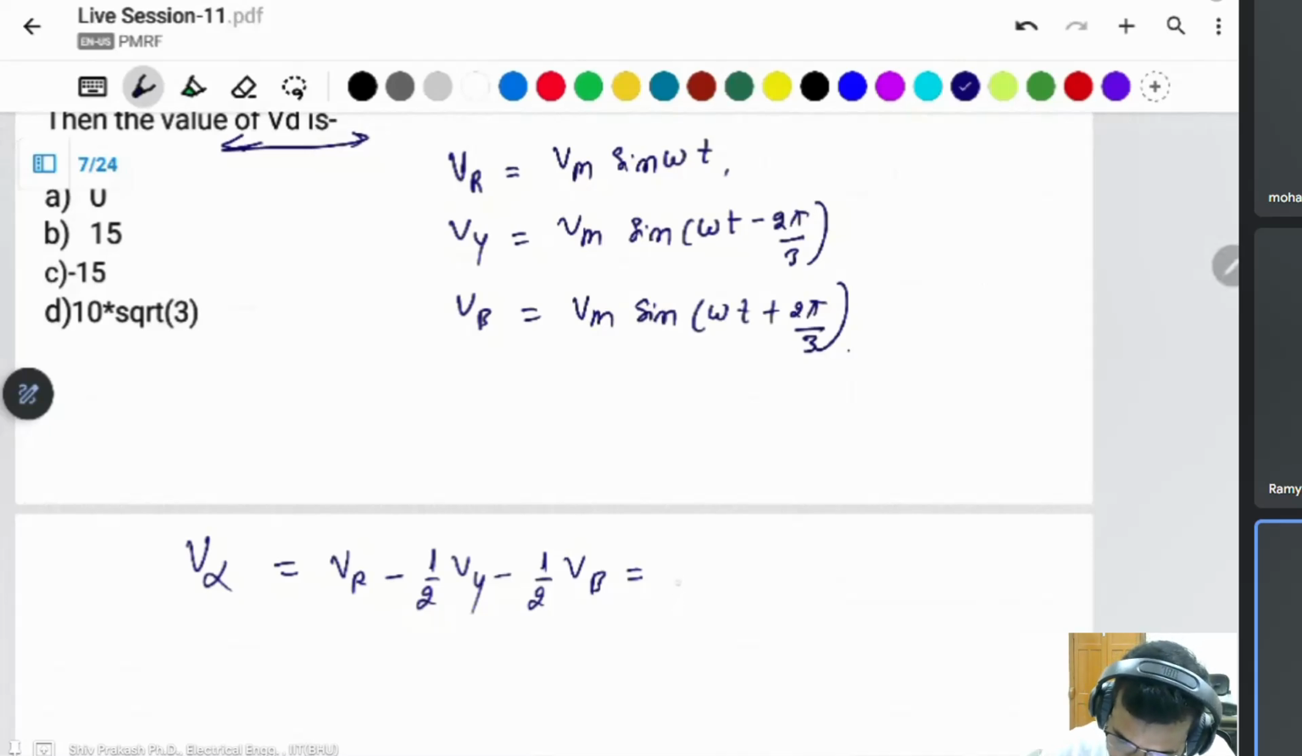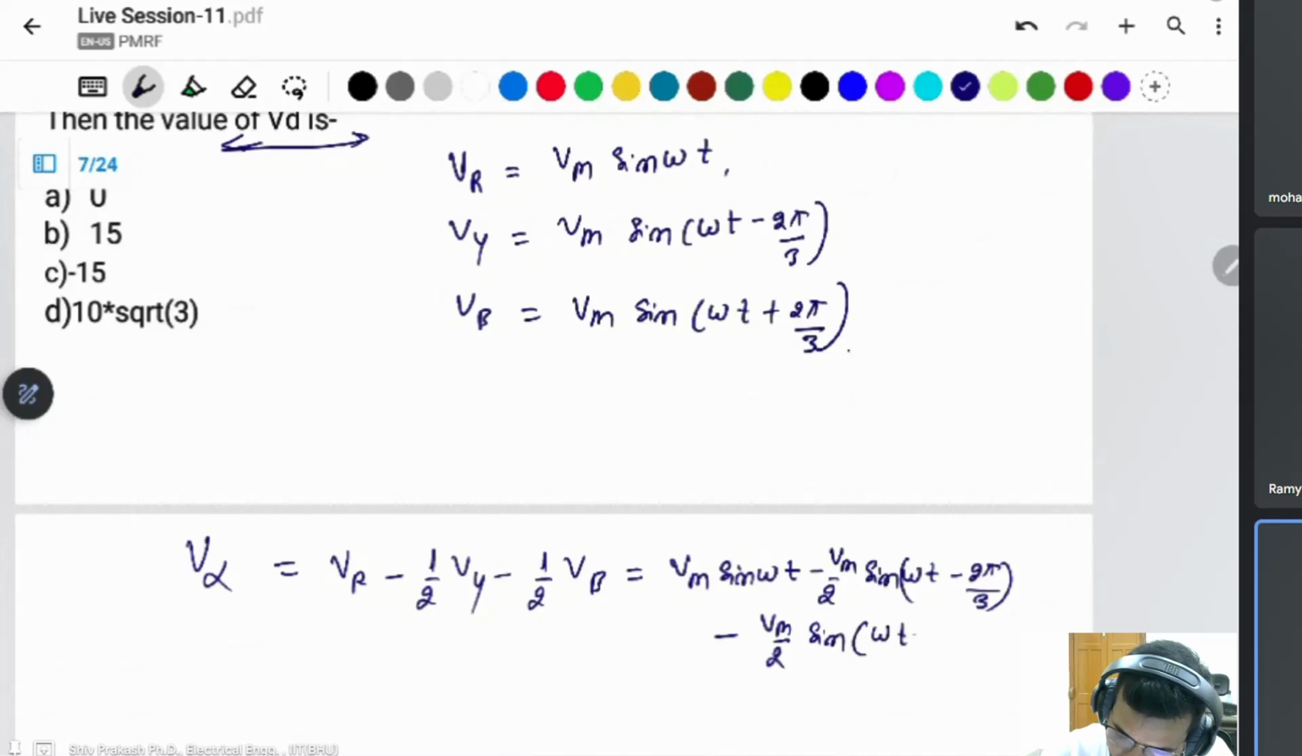VR is Vm sin omega t, Vb is minus 1 by 2 Vm sin of omega t minus 2 pi by 3, and Vc is minus 1 by 2 Vm sin of omega t plus 2 pi by 3.